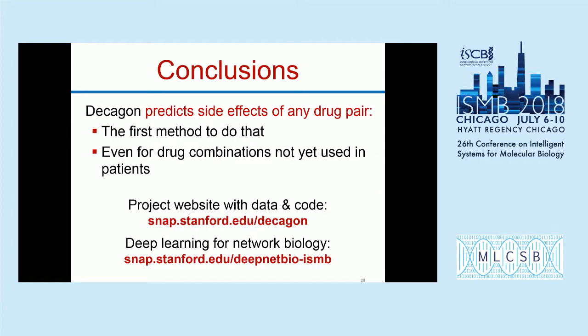So to conclude, today I talked about Decagon, which is a graph neural network that can operate on heterogeneous graphs. It has lots of flexibility and is super scalable. It can integrate side information as node features on the nodes, which I didn't really go into in this presentation. This is the first method that can predict drug combinations. It can be useful to predict drug combinations that are not yet used in patients. We have all the code and data for this project at snap.stanford.edu/Decagon, and all the materials about the deep learning for network biology tutorial on the other website.